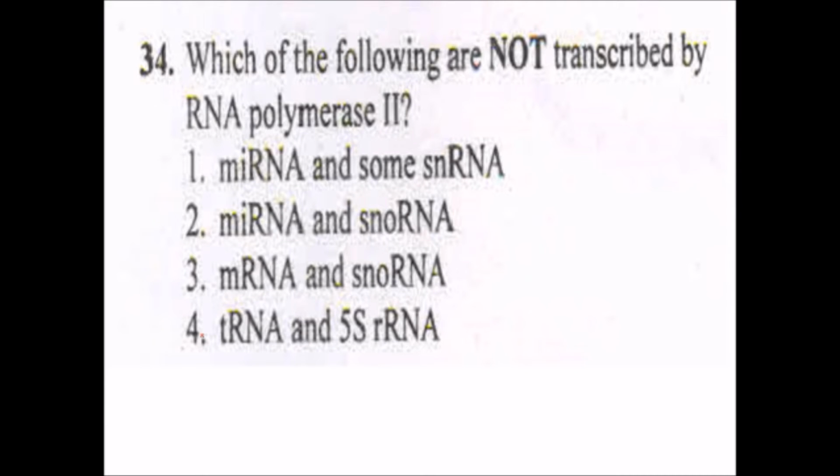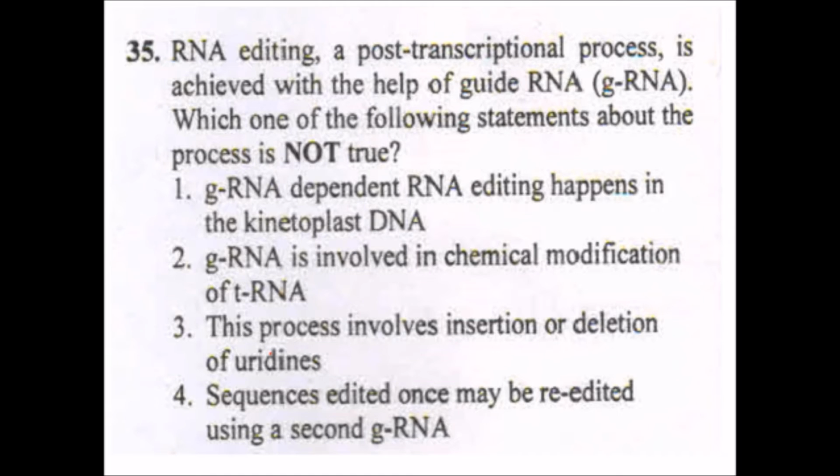The first question, the 34th question from part B, is: which of the following are not transcribed by RNA polymerase 2? So the answer here will be tRNA and 5S RNA, because these are transcribed by RNA polymerase 3. I know all of you will be knowing the answer. So let's start the other question.